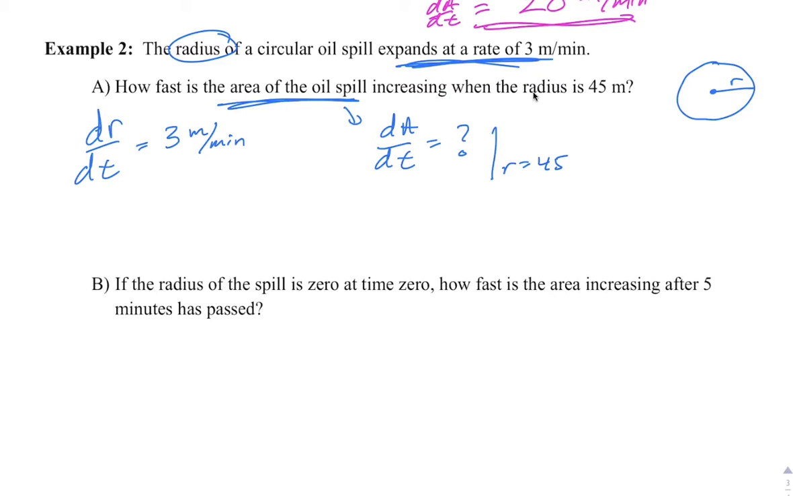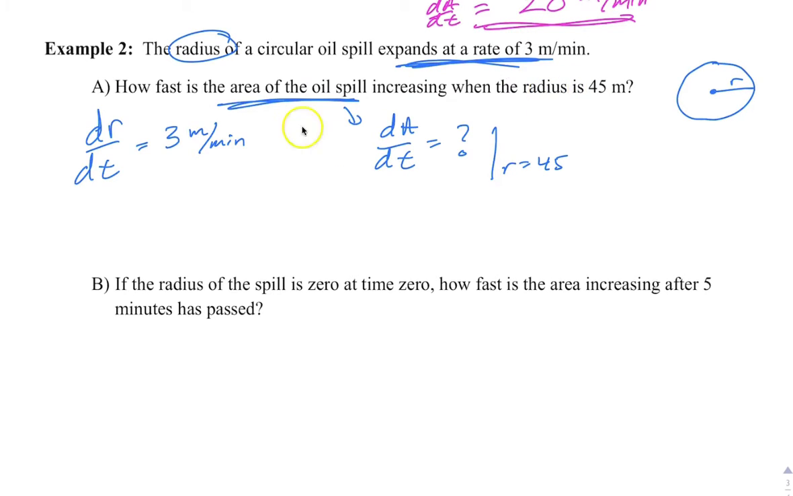Right, so my given is dr/dt equals 3, how much my radius is increasing. So it's increasing at a rate of 3 meters per minute. I want to know how fast the area is increasing. That's why it's dA/dt when the radius is 45. So again, 45 is not a constant. It says, when the radius happens to be 45, because my radius is expanding, how fast is the area increasing?